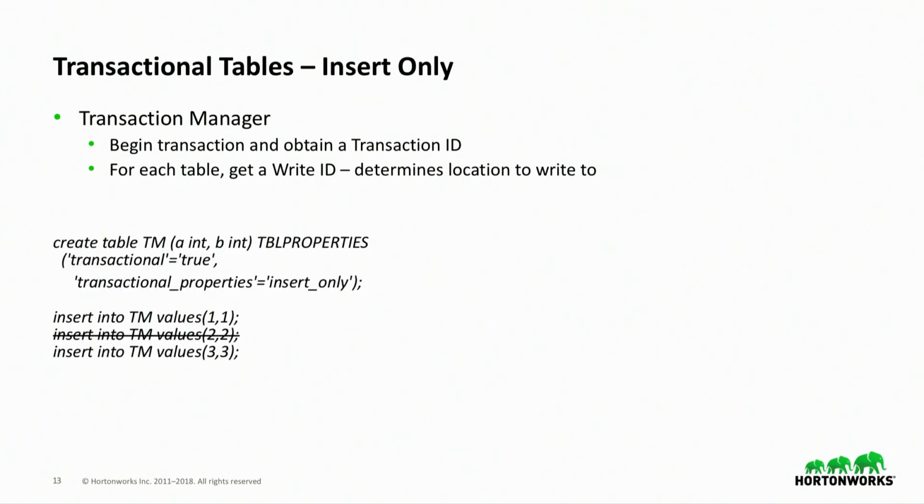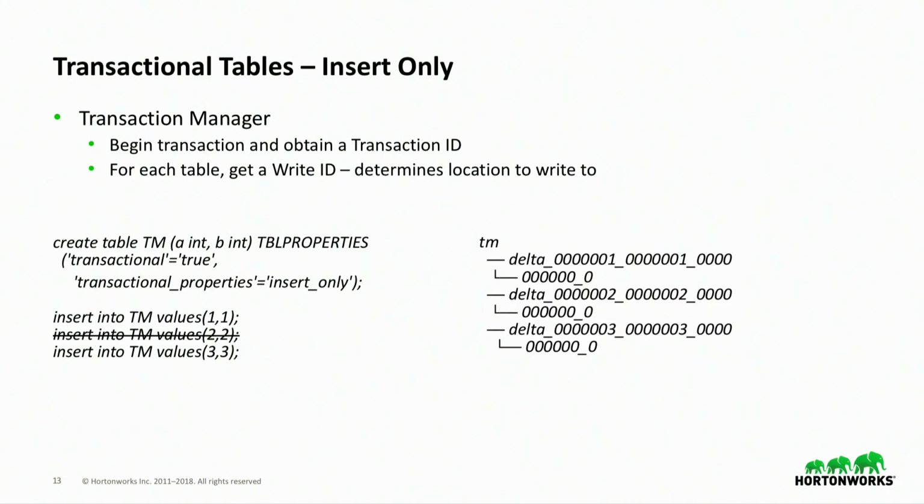So to go through a concrete example, let's say you have this simple insert-only transactional table. And let's say you've performed 3 insert operations, the second one of which failed. So if you looked at the file system, what you'd see is something that looks like this. Every write operation creates this delta directory, and the actual data files are written inside the delta directory. The numbers in the name of the delta directory are these write IDs, which map to a transaction ID. So why is this useful?